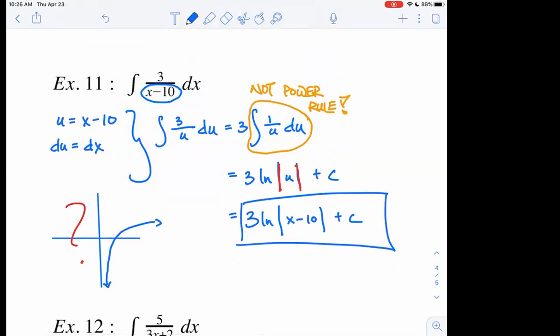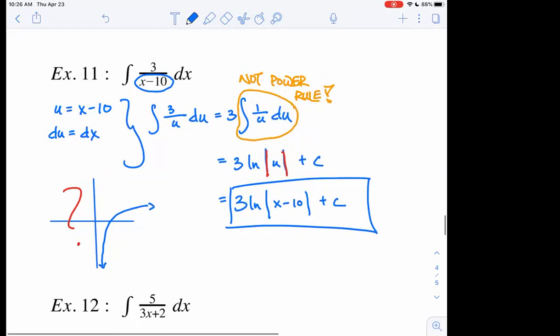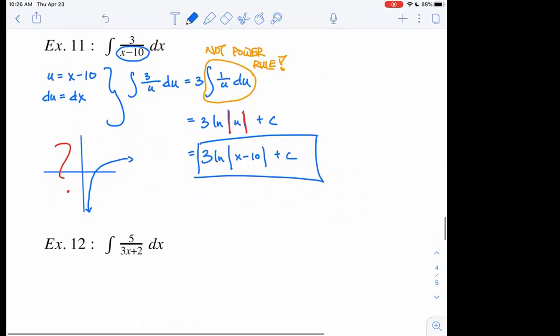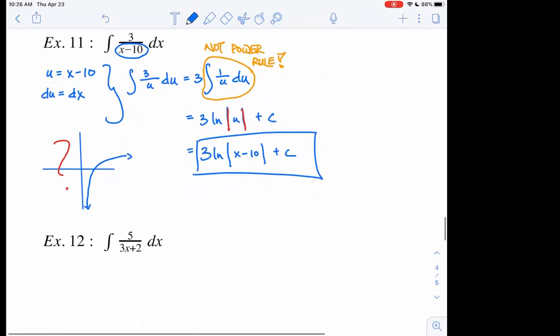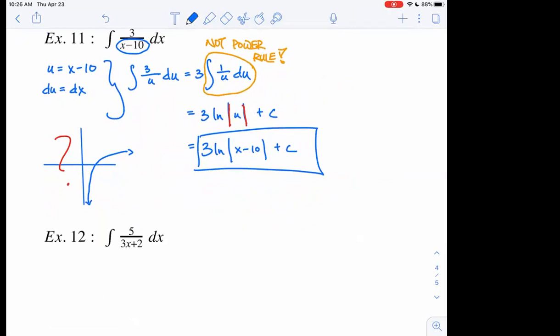Okay. Why don't you guys go ahead and try example 12 over here. I'll try and leave them both on the screen at the same time so you can still look at number 11 if you're still copying that one down, but if you're ready, you can go ahead and start on number 12.